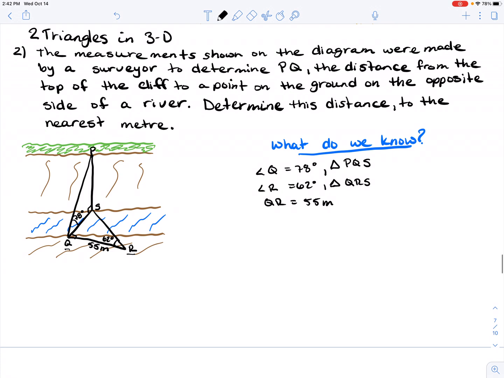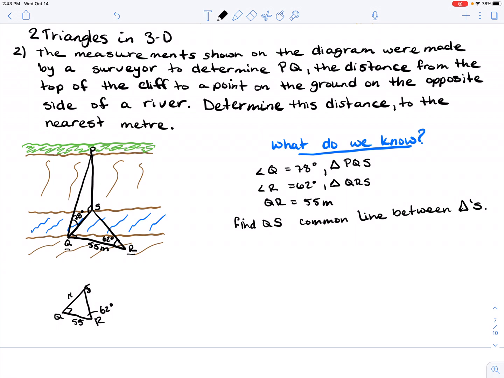Well, the first thing we need to find is QS, because that is the common line between the triangles. So how do we do that? Let's use the QRS triangle because we have a dimension there. So if I look at QRS, we have 55, and that is 62 degrees.